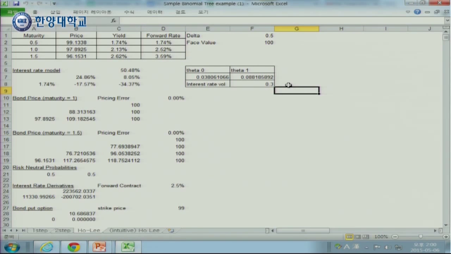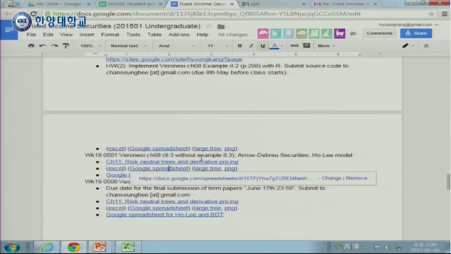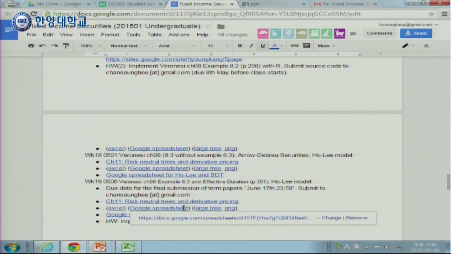Very good, thank you. Okay, now I assume everyone perfectly understands our Ho-Lee model. You are now all Ho-Lee model experts. Therefore, I can comfortably give you homework. Implement the Ho-Lee model with R. Use the example here, Google spreadsheet.